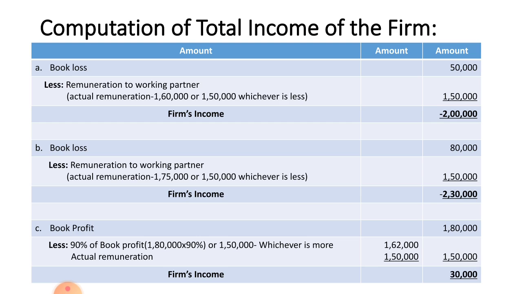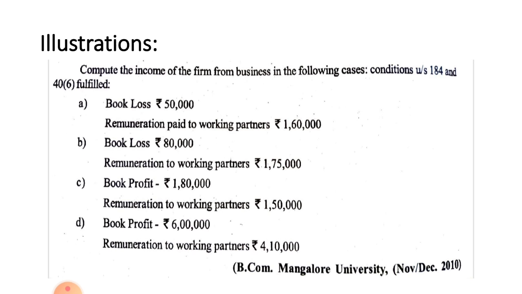See the second situation, where book loss is 80,000 and remuneration to working partners is 1,75,000.